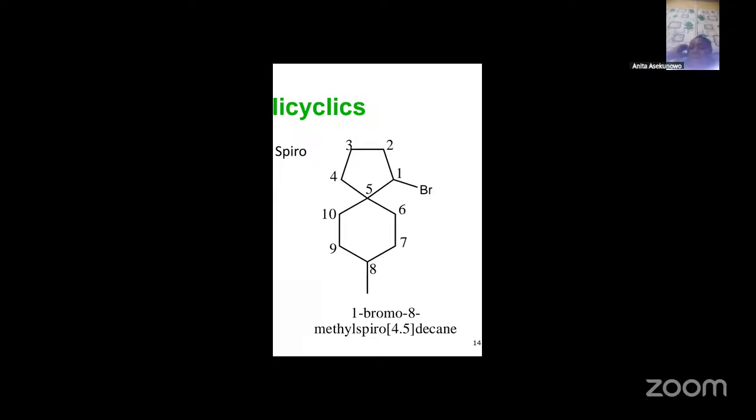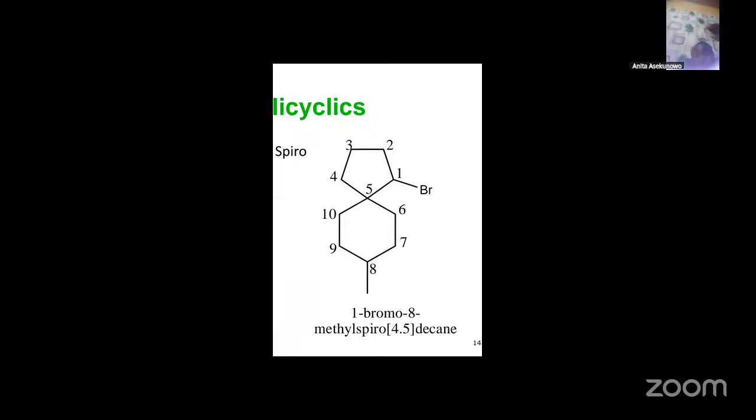Another thing you should know is that everything is one word. There is no space, just like the way you name your hydrocarbon, you don't give any space. The only things you put are hyphens, commas, or brackets. Everything is one word. So we have 1-bromo-8-methyl spiro decane.